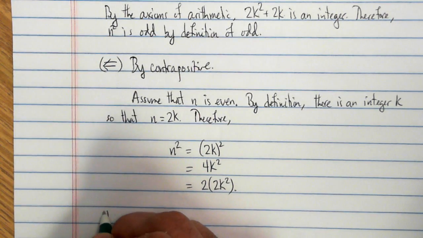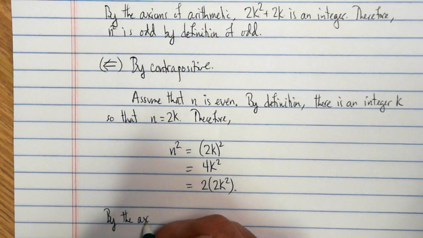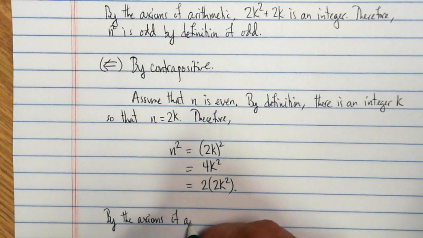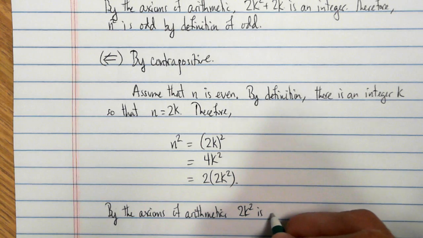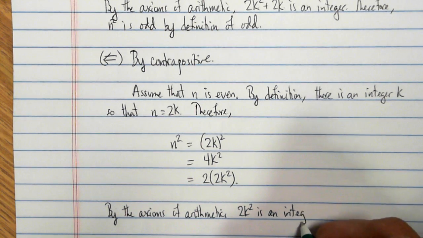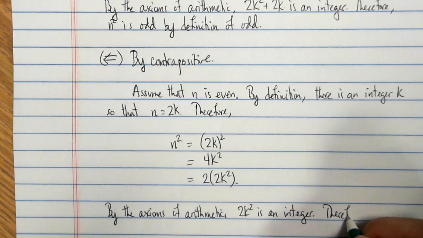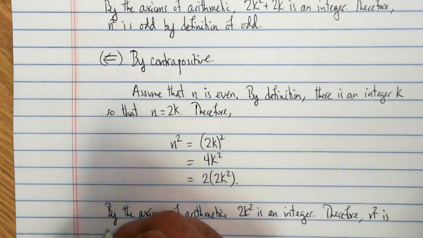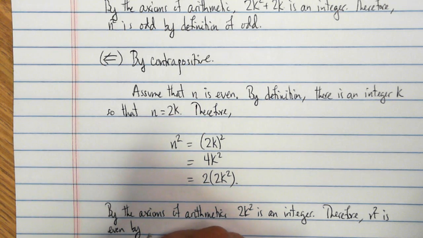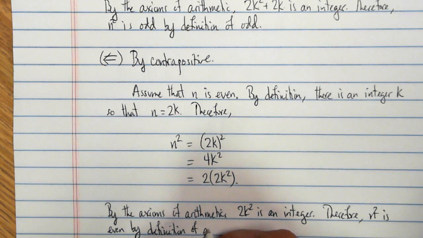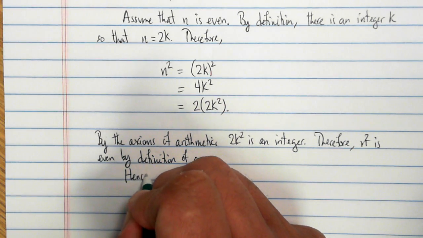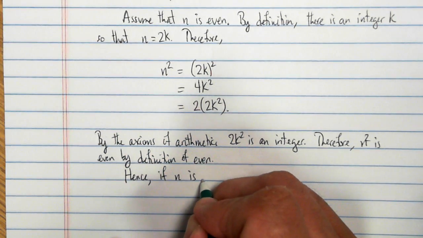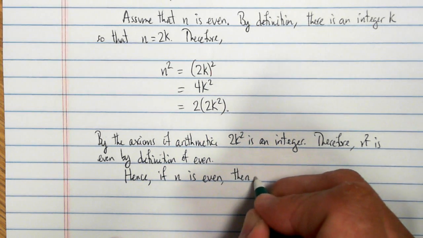Okay, by the axioms of arithmetic again, 2k squared is an integer. Therefore, n squared is even by definition of even. And so let's summarize what we've just established. Therefore, if n is even, then n squared is even.